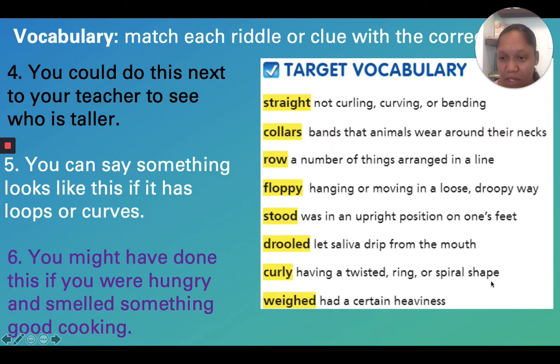Last clue. You might have done this if you were hungry and smelled something good cooking. I know when I'm really hungry and I smell something good, I feel like I want to eat. So there's only one word that kind of goes with that. And that word is, did you see it? Drooled. Okay? When I'm hungry and I smell something good, I drool, saliva gets in my mouth. Not as bad as the dogs, but it still does. All right? Good job with this. Good job with the words.